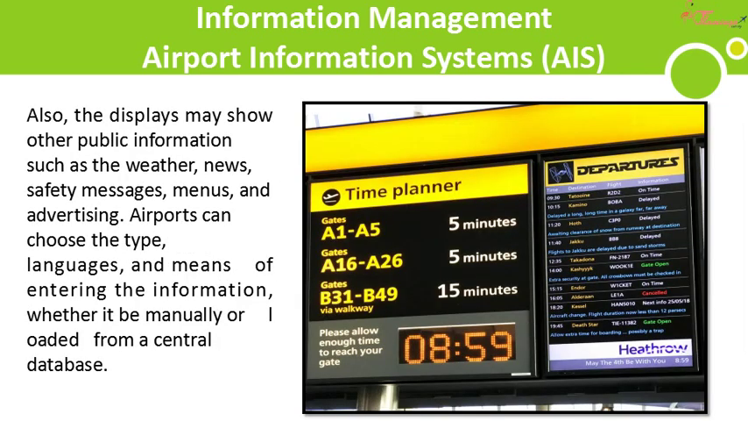Also, the displays may show other public information such as the weather, news, safety messages, menus, and advertising. Airports can choose the type, languages, and means of entering the information, whether it be manually or loaded from a central database.